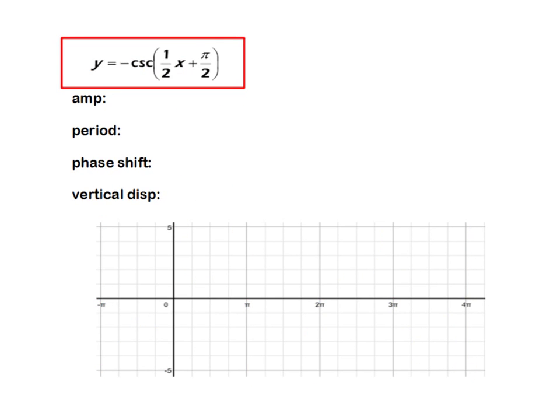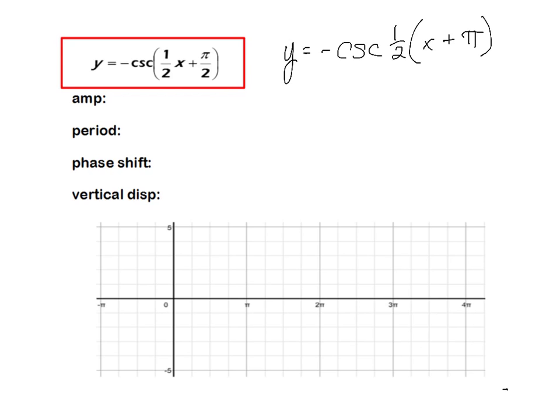Let's try one more. Let's do the cosecant graph. A cosecant is going to be like a sine. It's going to match with sine. Finally here it looks like I got a b value I got to deal with. Let's rewrite this equation and factor that b out. Dividing by 1/2 is the same as multiplying by 2, which is going to turn that into just a pi.